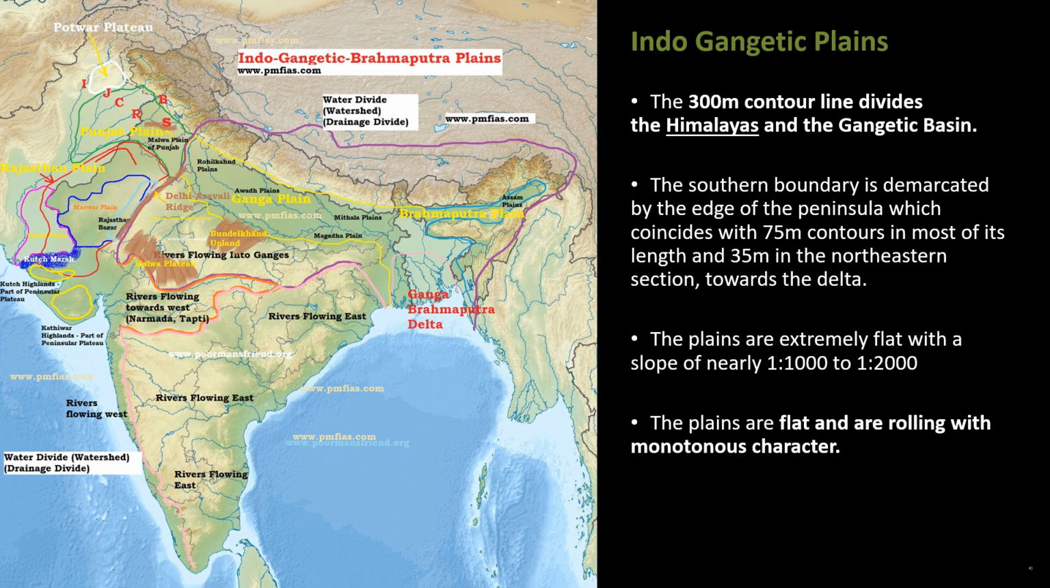The southern boundary is demarcated by the edge of the peninsula, which coincides with 75 meters contours in most of its length and 35 meters in the northeastern section, towards the delta. The plains are extremely flat with a slope of nearly 1 to 1000 to 1 to 2000. The plains are flat and rolling with monotonous character.